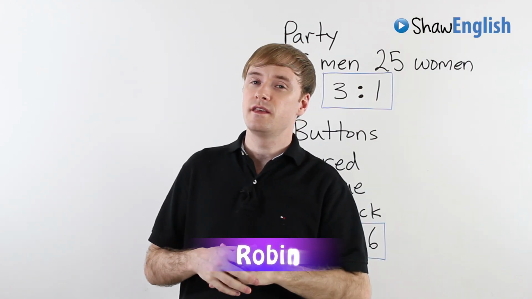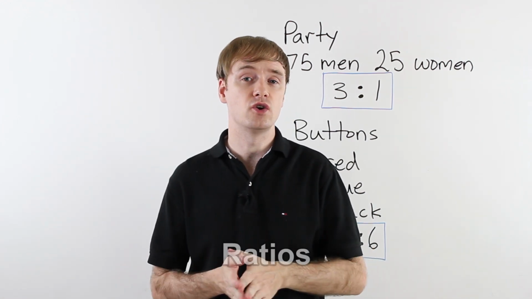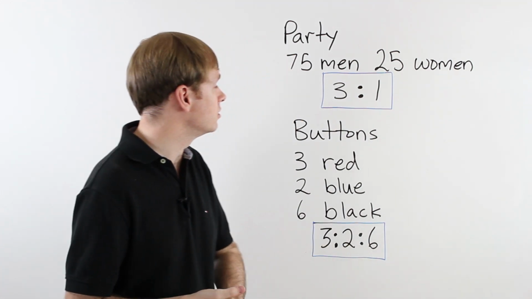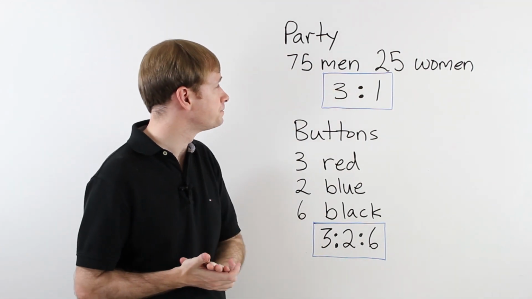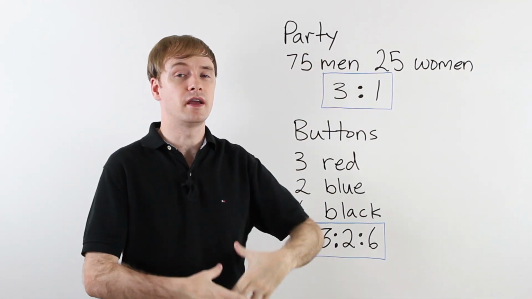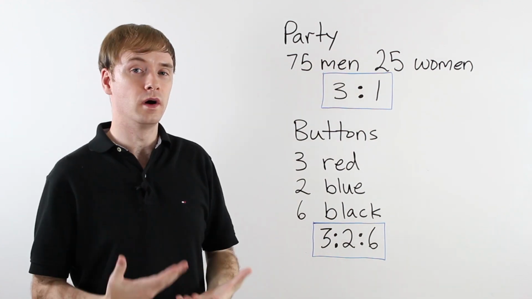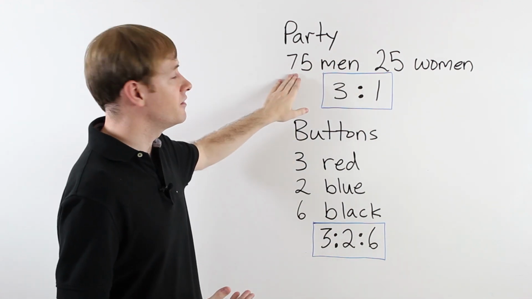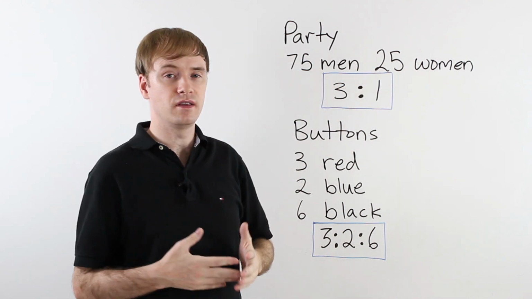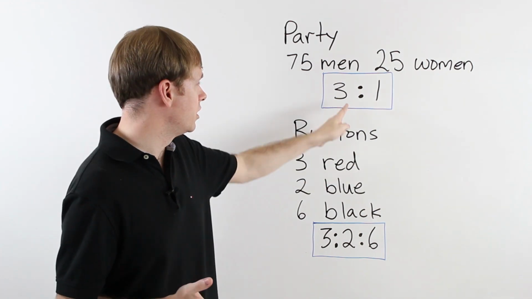Hello everyone. In this video, I'm going to talk about how to express ratios in English. It's quite easy. Let's take a look. I have 2 examples here. The first example is about my party. I had a party. These are my guests, 100 guests. 75 of my guests were men, 25 of my guests were women. So what's the ratio? Well, here it is.